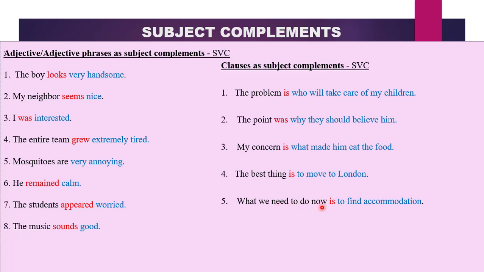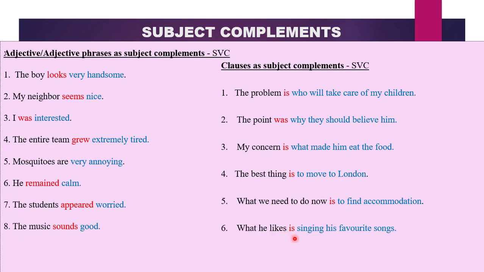What we need to do now is what? To find accommodation. "To find accommodation" refers back to what we need to do now. So it refers back to the subject. Therefore, this is a true infinitive clause functioning as our subject complement, SVC.